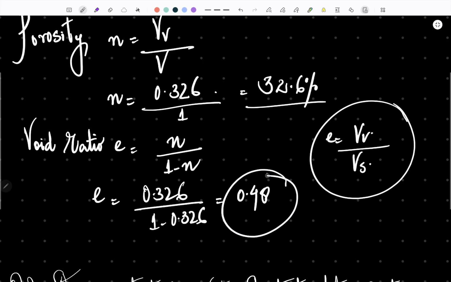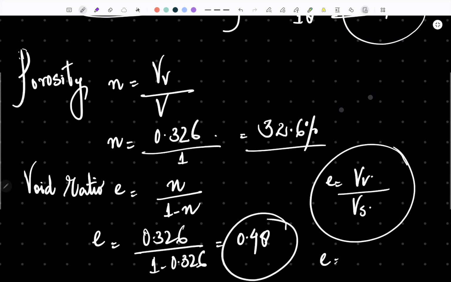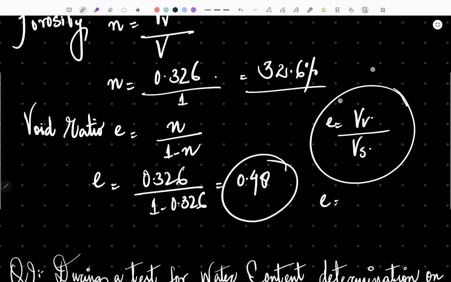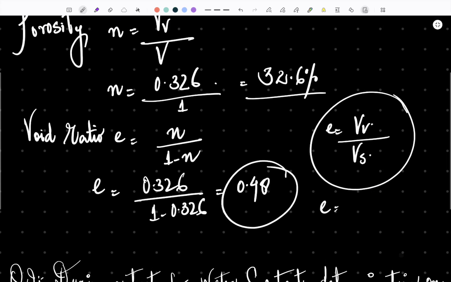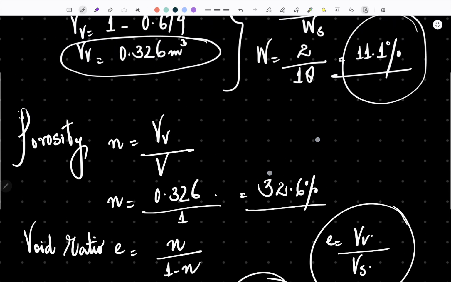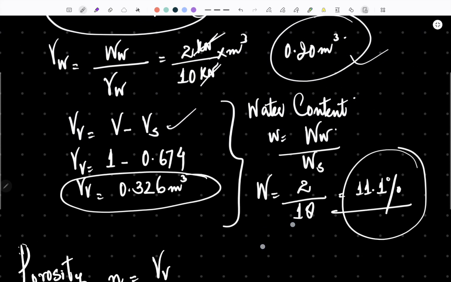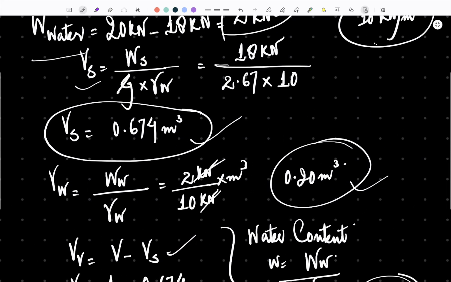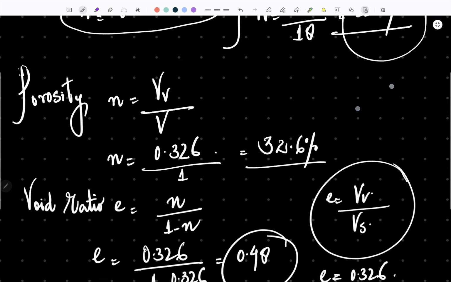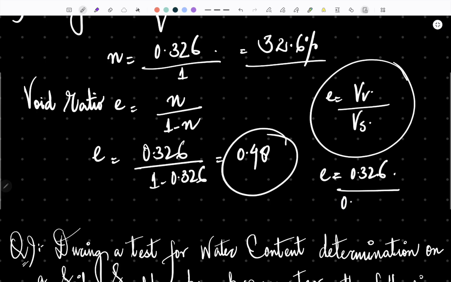We can also find our void ratio by this thing, because we know both of them, volume of voids and volume of solids. How much is the volume of voids? 0.326. How much is the volume of solids? 0.674. By calculations, this is also equal to 0.48.